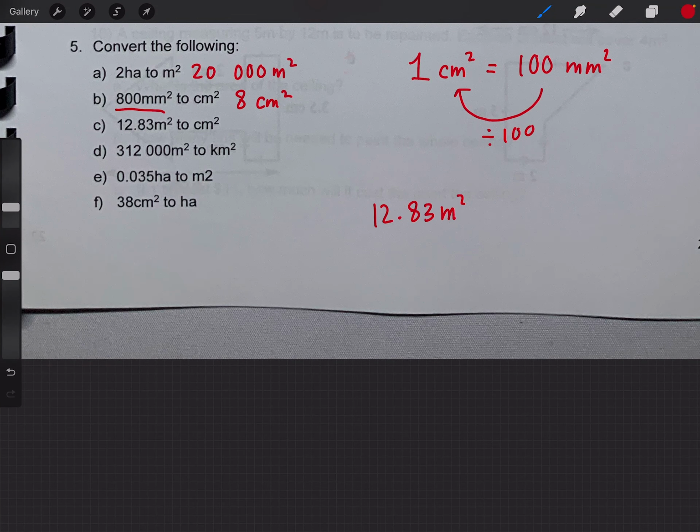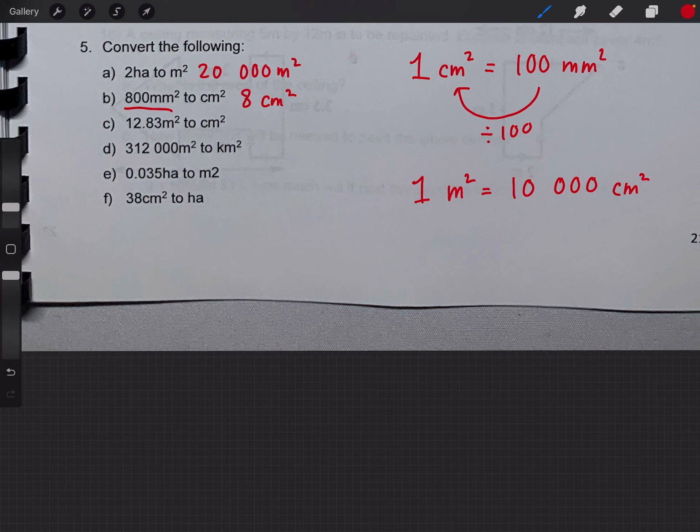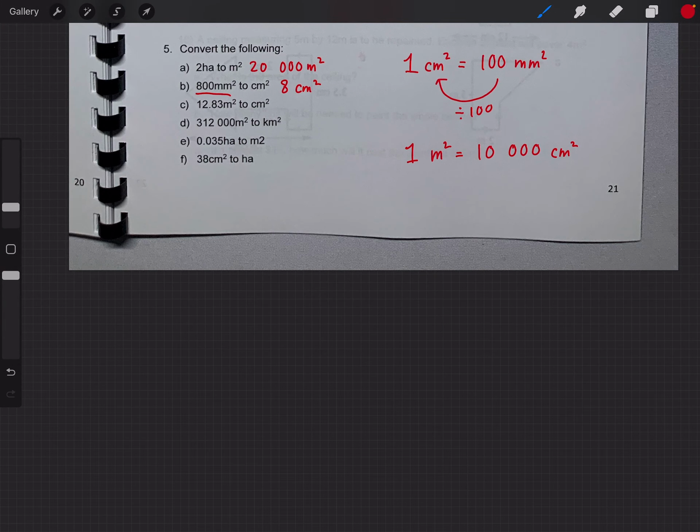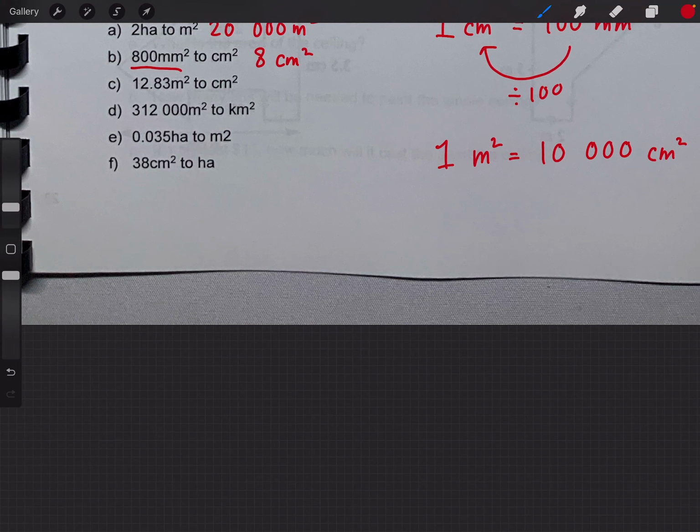12.83 meter square. We want to turn to centimeter squared. So we know that 1 meter squared is equal to 10,000 centimeters squared. Let me just double check that. It's 100. Yeah, that's right. So now if you want to go from meter squared to centimeter squared, we're going from 1 to 10,000, so that means we multiply by 10,000.